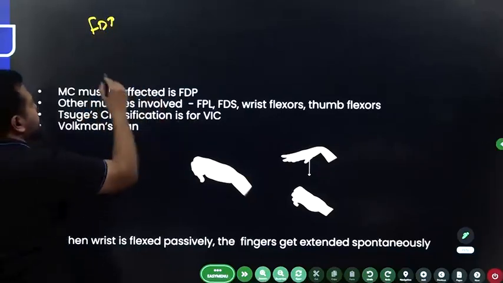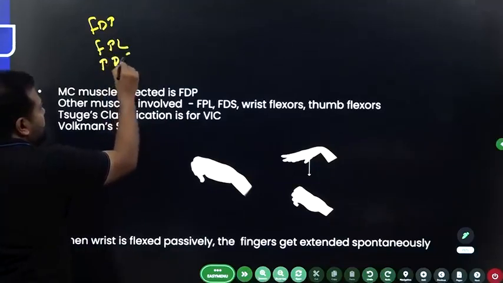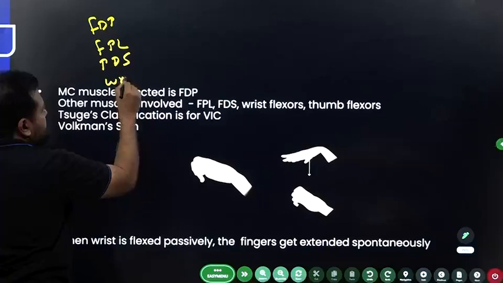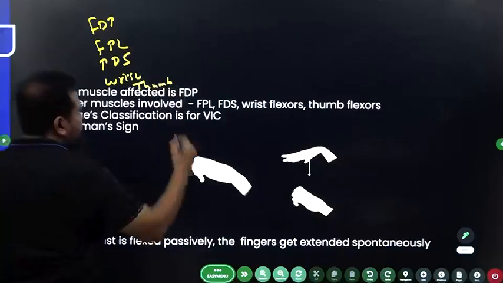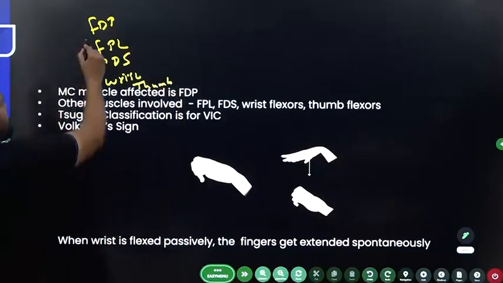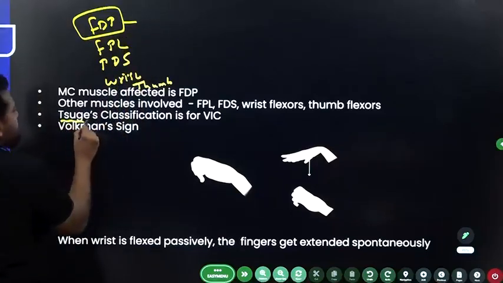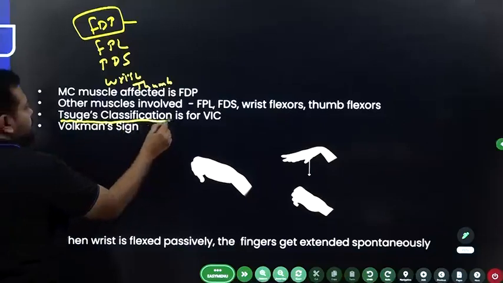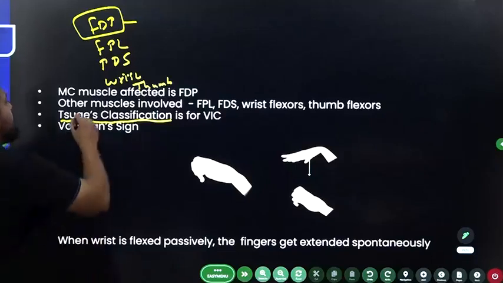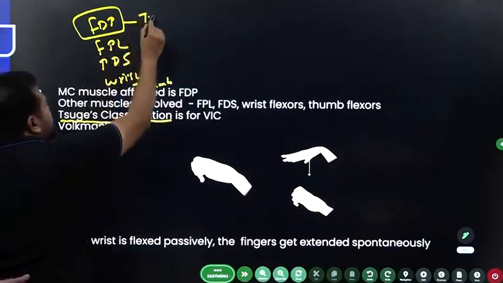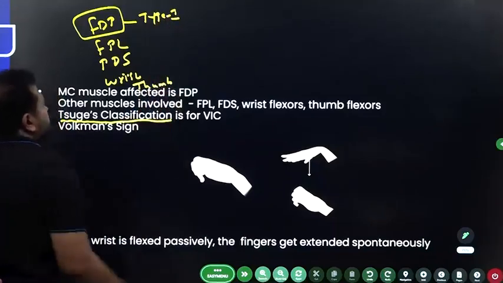The other important muscles that are involved are flexor pollicis longus, flexor digitorum superficialis, then comes wrist flexors, then lastly thumb flexors. If it involves only flexor digitorum profundus, this is called Tsuge's classification. T is silent, pronounced as Suge's classification. If it involves only FDP, it is called Tsuge's type 1.